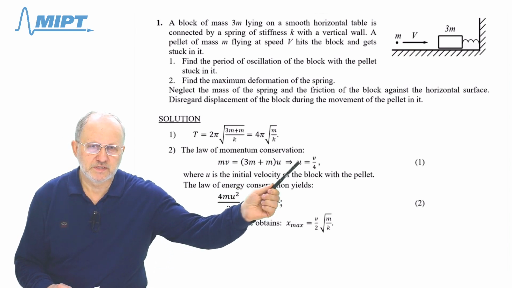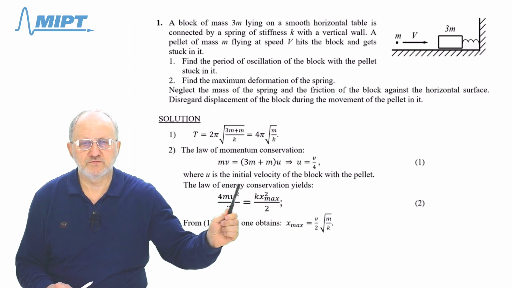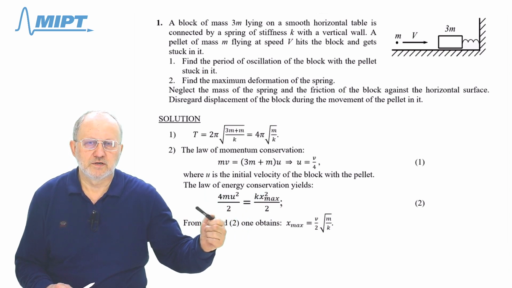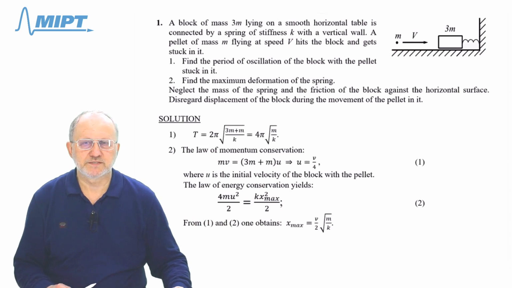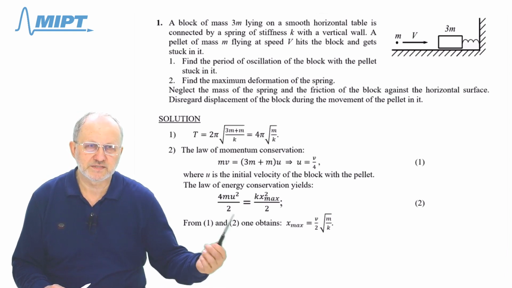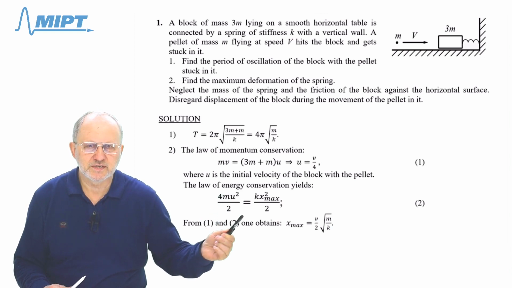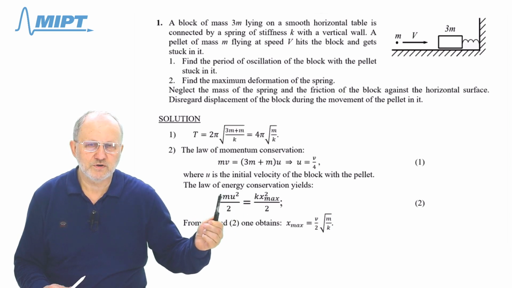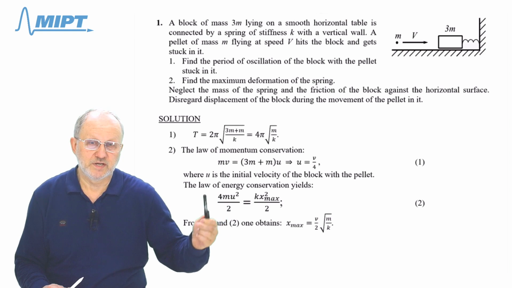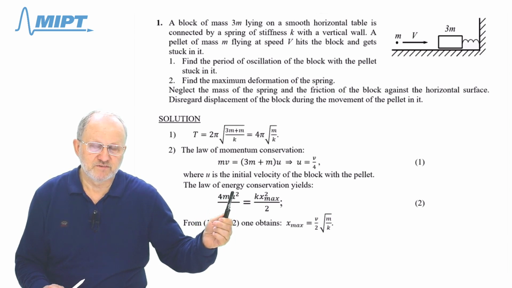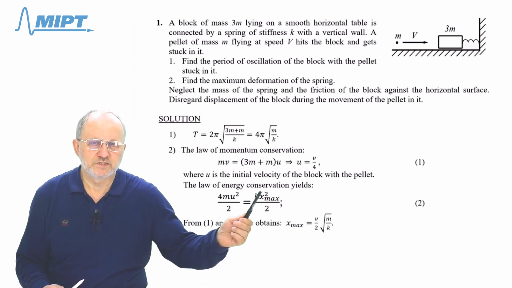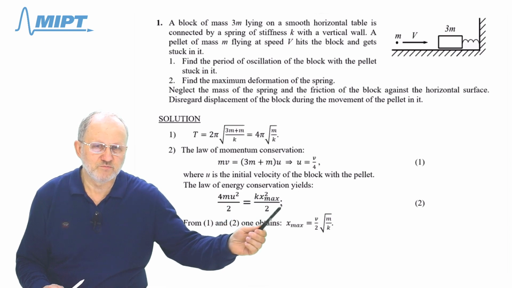Knowing this velocity allows one to apply a law of energy conservation. This law is applicable because there are no forces of dissipation, no friction. Therefore, mechanical energy is conserved in the process of oscillations. And so the initial kinetic energy of the block with the pellet stuck in it, which have the mass 4m, times velocity squared, the initial velocity, and all this kinetic energy will be transformed into potential energy of the spring when the deformation is maximum.